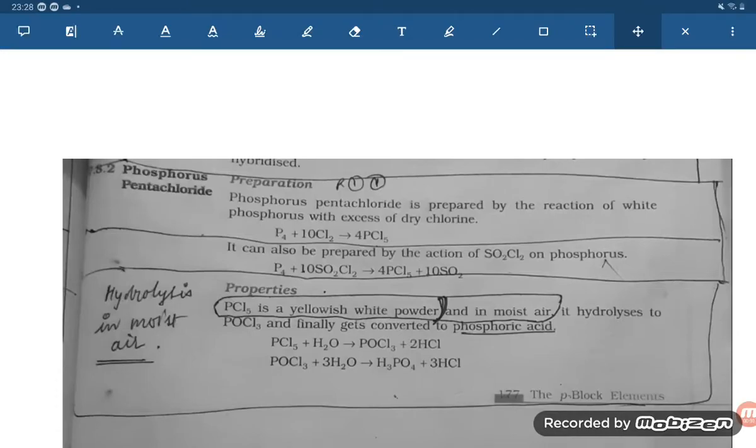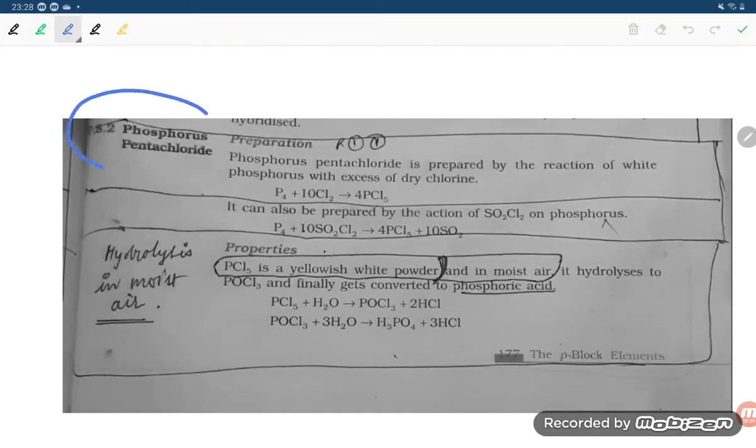Hello students, let us try to understand the concept of phosphorus pentachloride. Right, students. Phosphorus pentachloride is a halide of phosphorus. Let us see. Phosphorus pentachloride is prepared by the reaction of white phosphorus with excess of dichlorine.